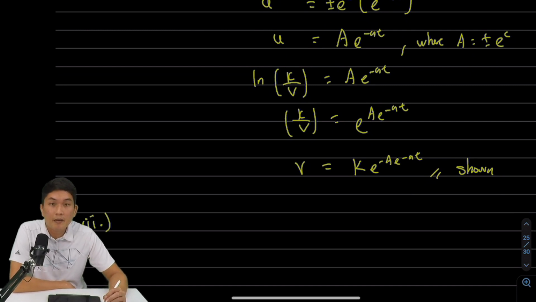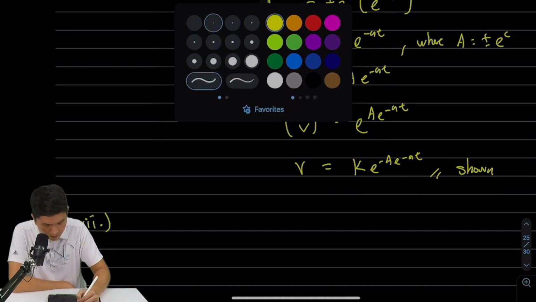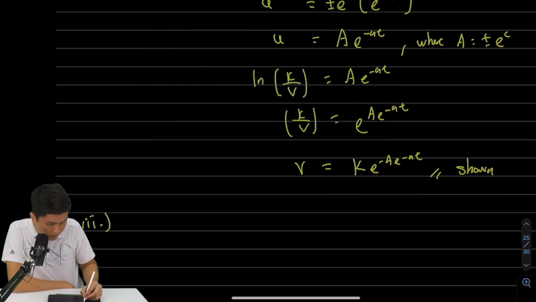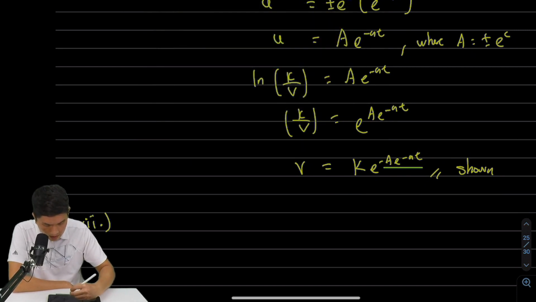Part 3 says, what happens to V as t approaches infinity? As t over here gets larger and larger. Maybe let's look at this first. What happens to this term over here, a e to the power negative at, as t approaches infinity? As t gets larger and larger.